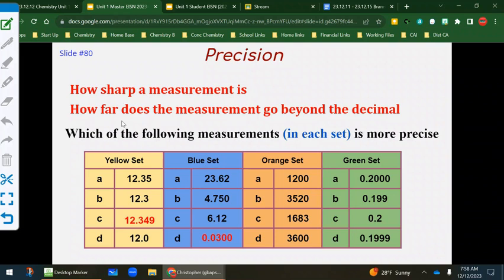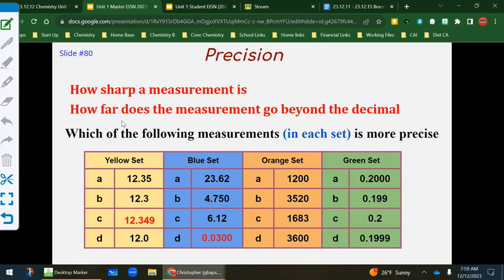There is only one time when that is not true. When is the last digit in a number not the last sig fig? When there are zeros and there are no decimals. In this case, the last sig fig is the 2 in the hundreds place. In this case, it's the 2 in the tens place. In this case, it's the 3 in the ones place. And in this case, it's the 6 in the hundreds.